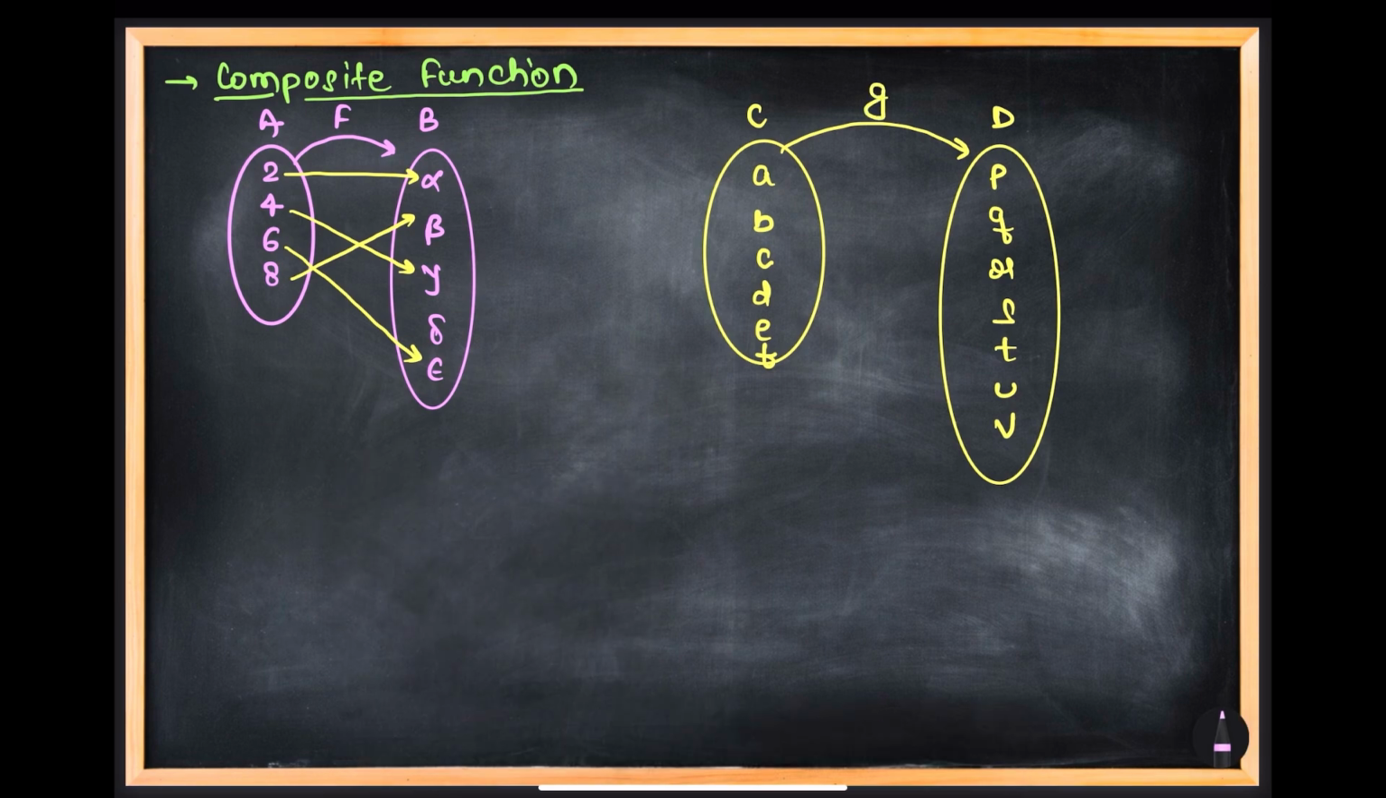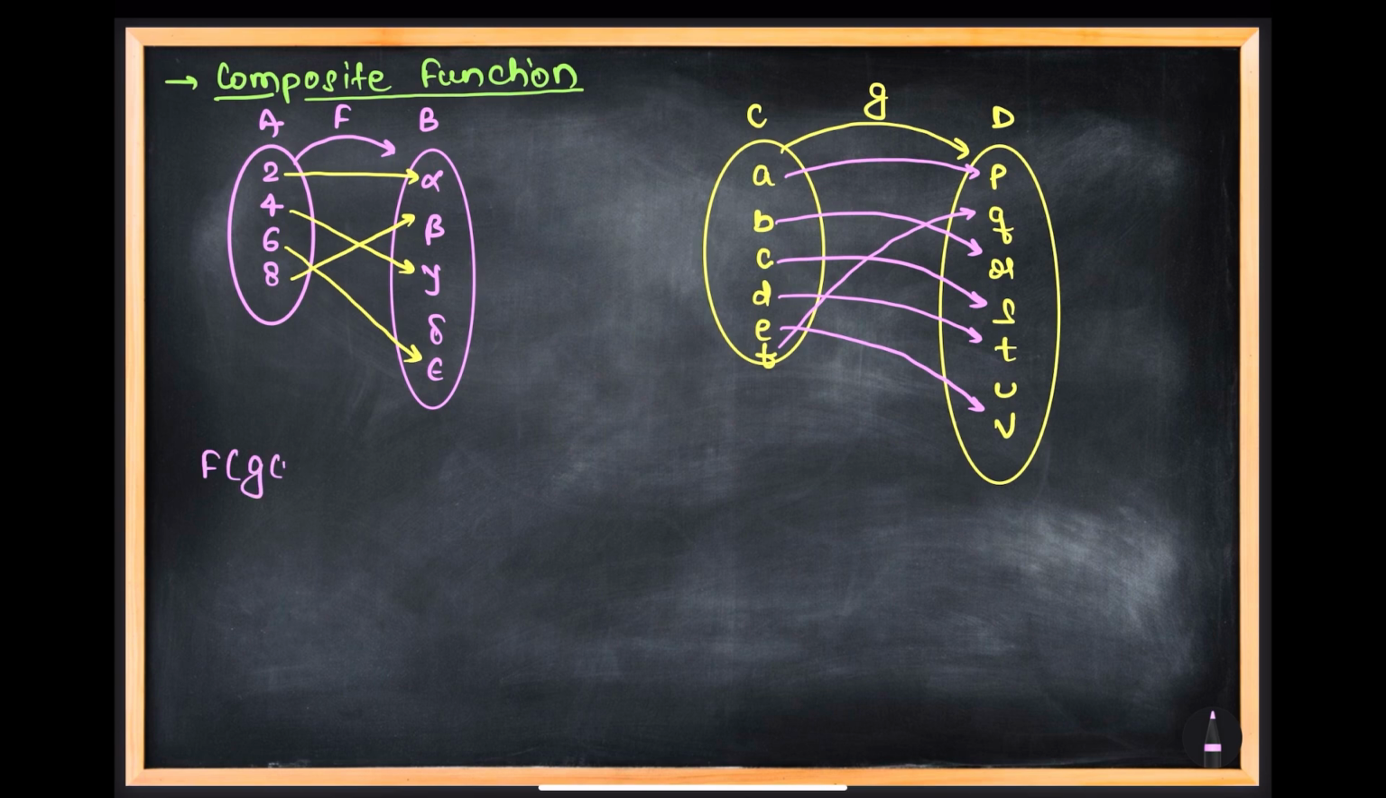Now we will connect A with P, B with R, C with S, D with T, E with V, and F with Q. Okay. So we wish to find f of g of x. So this is a composition function or composite function. Okay. So suppose that for f of g of x, we are interested in finding the domain and the range.